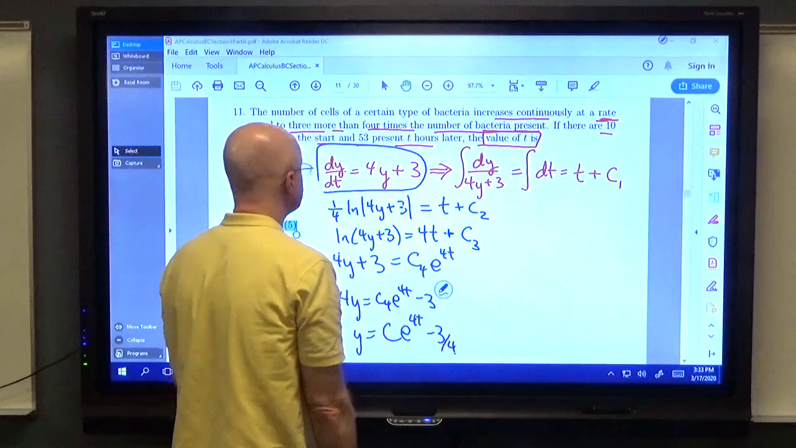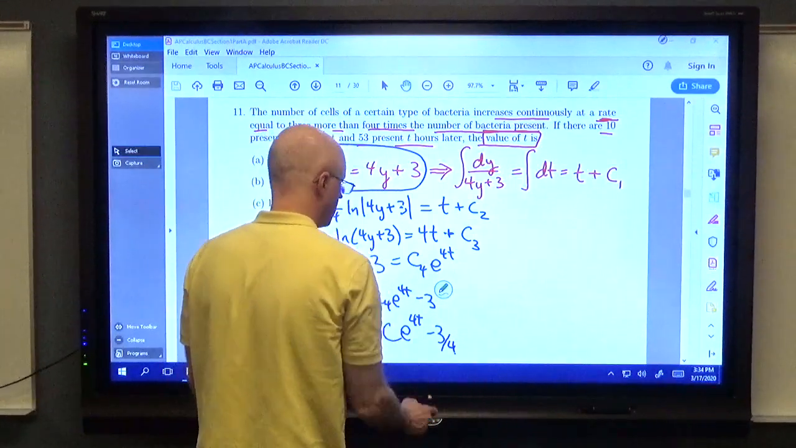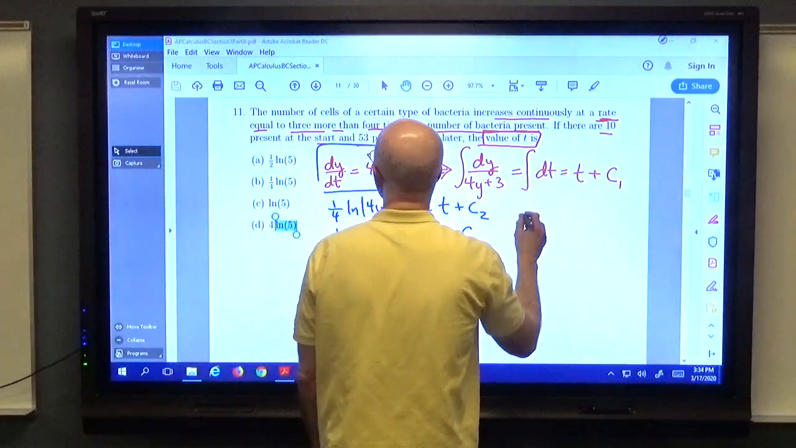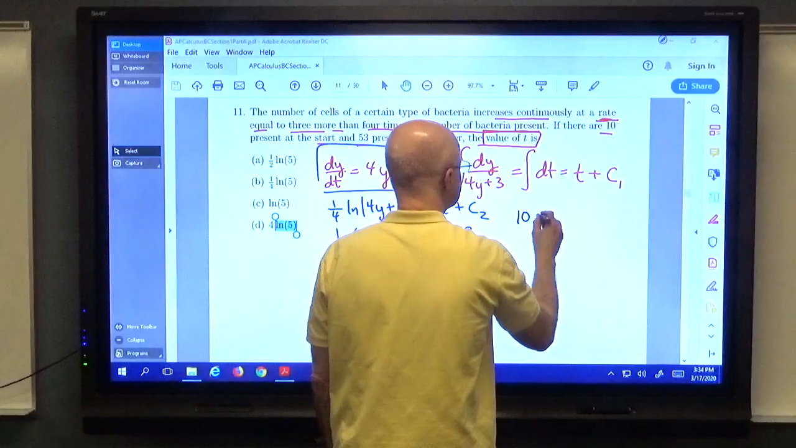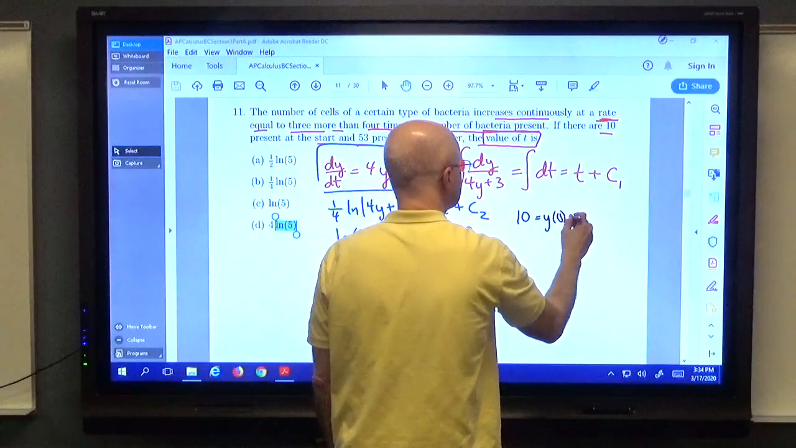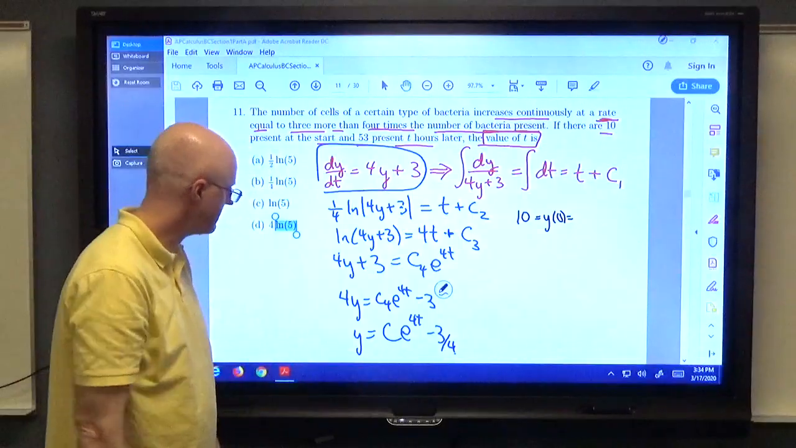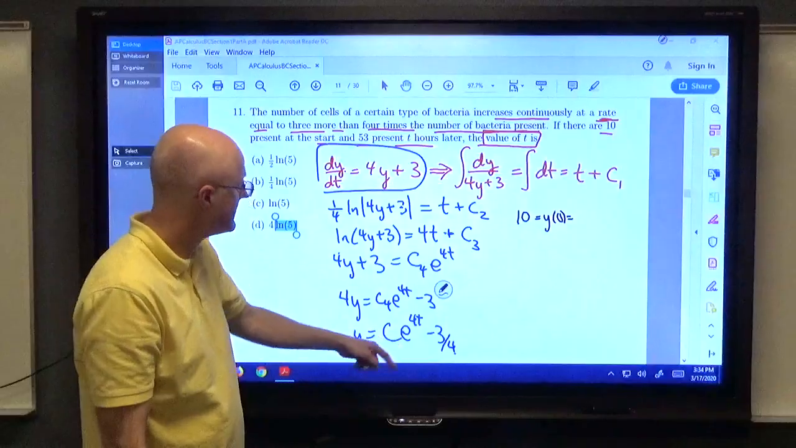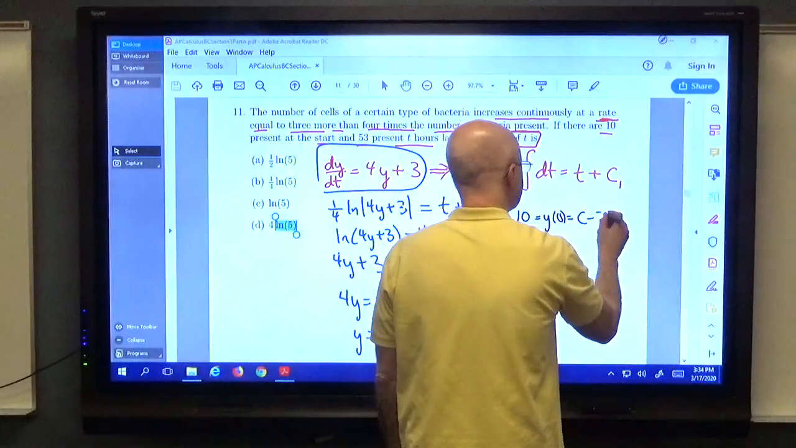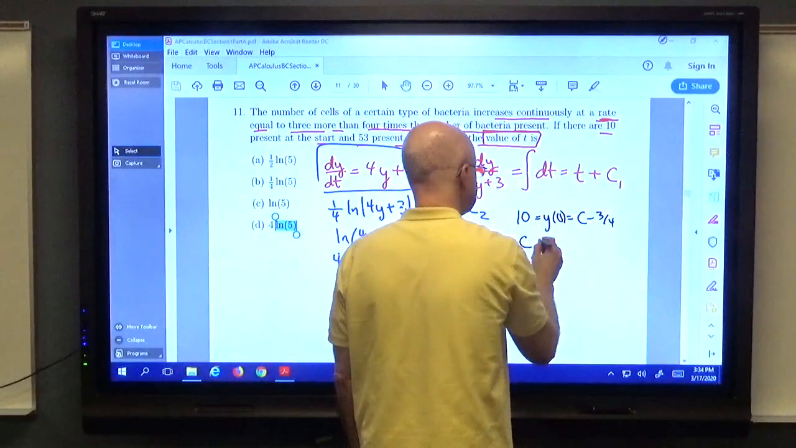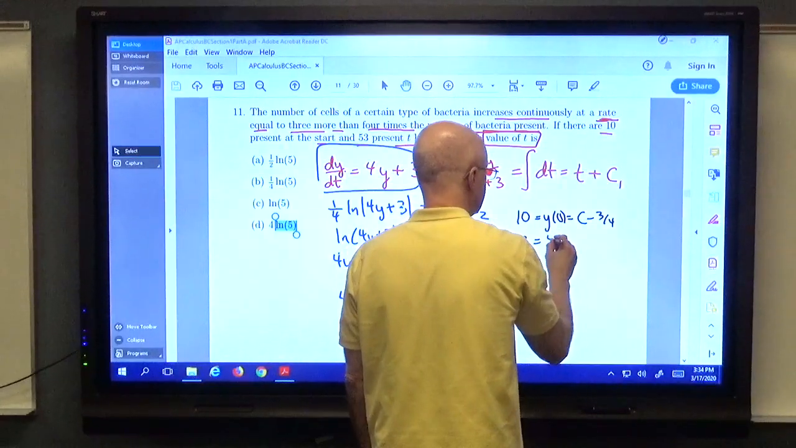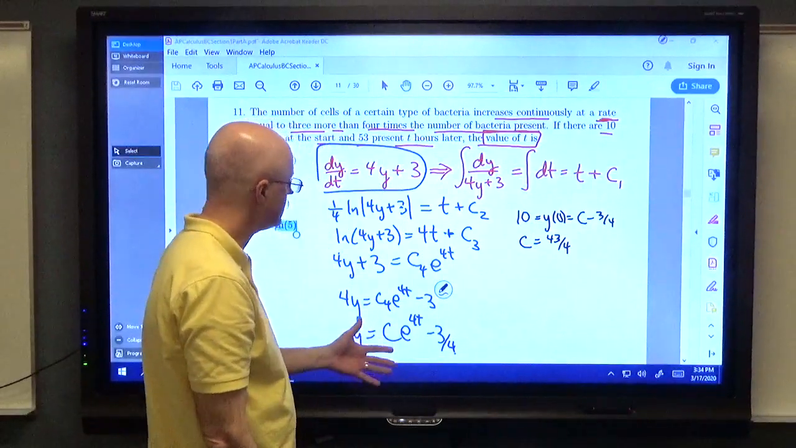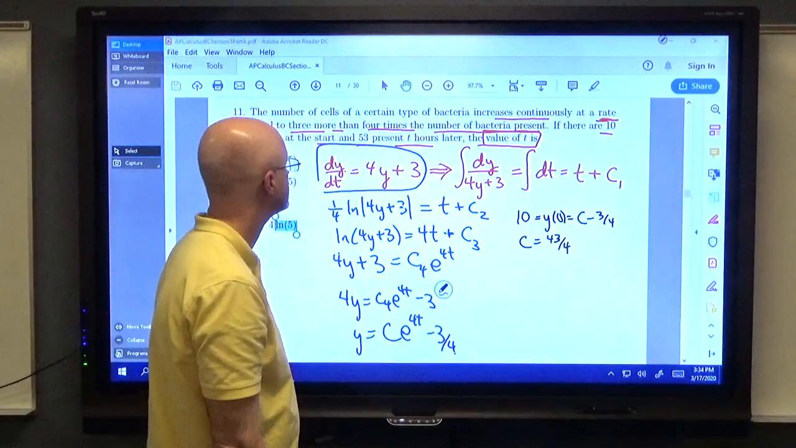Now, use the initial condition. I'll go to green now. Or maybe I should do black. 10 bacteria are present at time 0. Y of 0 is 10. Thinking of y as both a function name and as variable here, don't worry about that. Plug in t equals 0. E to the 0 is 1. You get c minus 3/4. So c is 10 plus 3/4, which is 43/4. And plugging that in for c would give you what's called the unique solution of the differential equation.